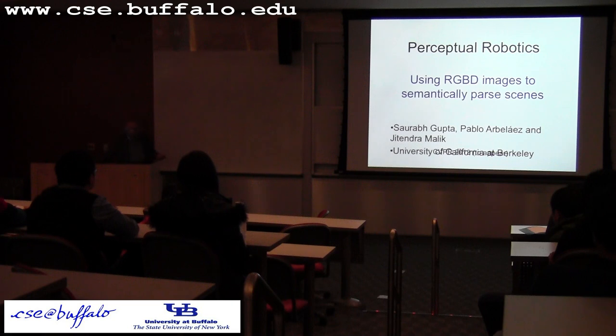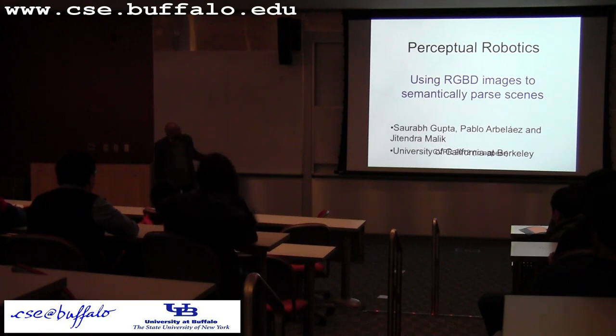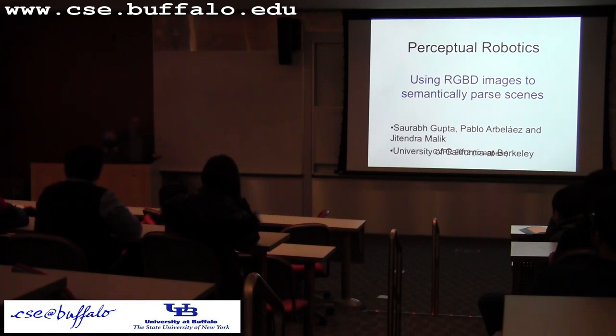It doesn't matter, it says University of California, Berkeley. Okay, this is using RGBD images to semantically parse scenes. And I think work like this is going to be the basis of your robot in the home. There are now robots that people are producing for like $25,000. And at some point, these will become like $5,000. And at that point, if it does something useful, people will buy it. People will never buy a $250,000 robot for the home.